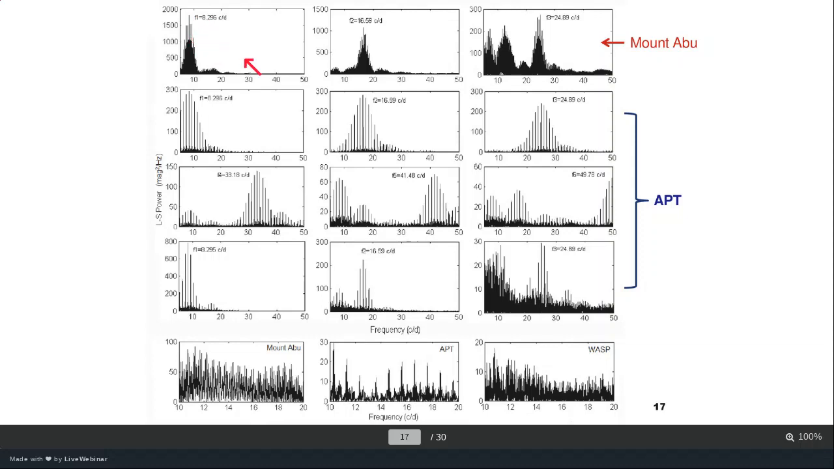Then after that, we detect another frequency, that is 16.59 cycles per day, and then furthermore we have more frequencies in that light curve. This is the Mount Abu data.